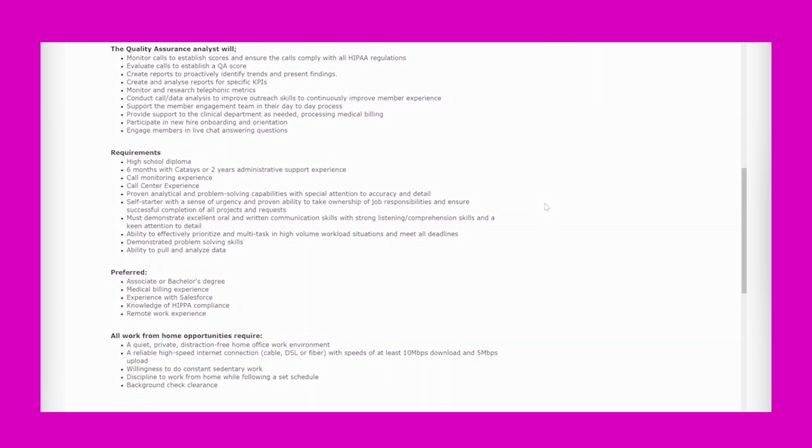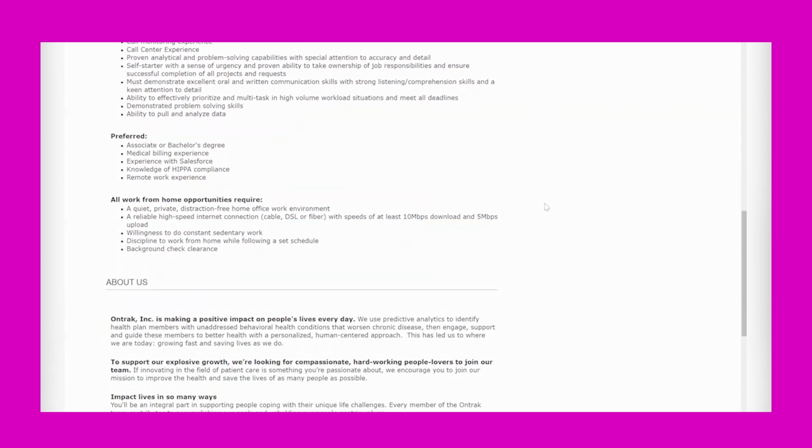And it says call center experience, call monitoring experience, proven analytical and problem-solving capabilities with special attention to accuracy and detail, self-starter with a sense of urgency and proven ability to take ownership of job responsibilities and ensure successful completion of all projects and requests, must demonstrate excellent oral and written communication skills with strong listening comprehension skills and a keen attention to detail, ability to effectively prioritize and multitask in high volume workload situations and meet all deadlines, demonstrate problem solving skills, ability to pull and analyze data.